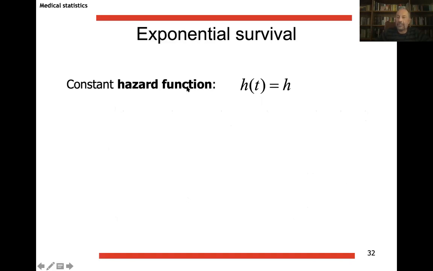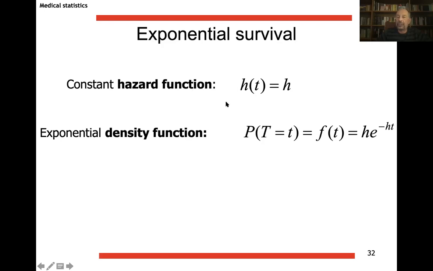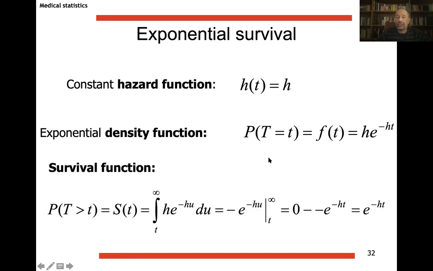So if we have a constant hazard function, h(t) equal to h, this should correspond to an exponential density function, h e to the minus ht, and the survival function will be e to the minus ht. So for a constant hazard, this is how we have derived the hazard function and the survival function.